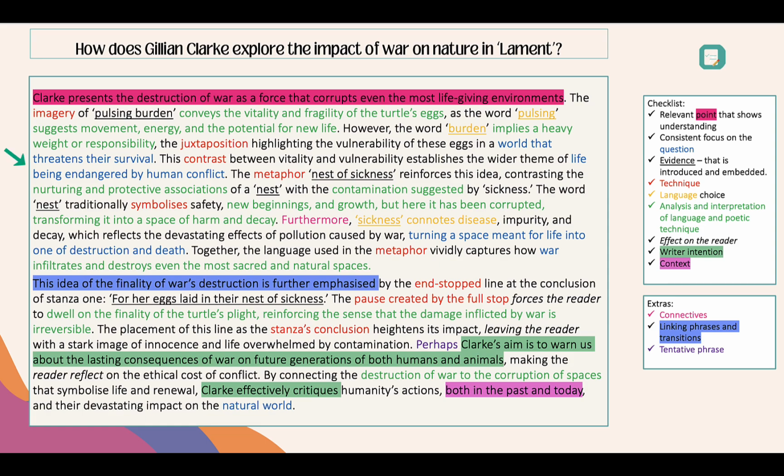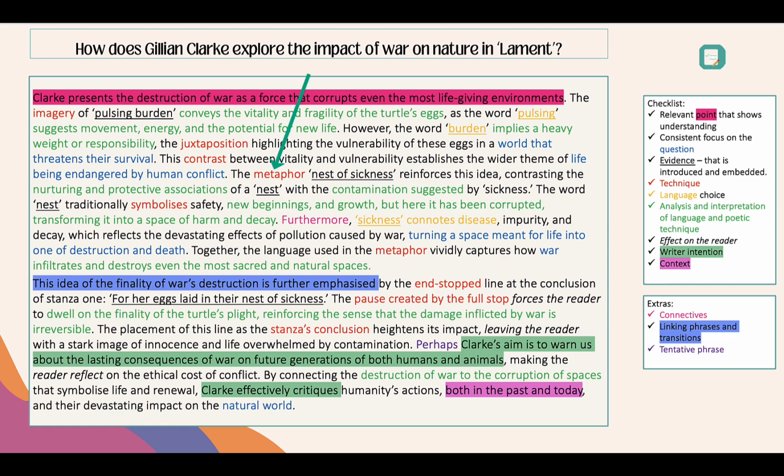So here again we go back to this focus on the question. Now you don't have to merely repeat the wording all the time. Impact of war, that would get really repetitive. But you can repeat it using different phrasing. So you're still relating back to the question, or it's implicit in there, you're just not using the same phrase over and over again. This contrast between vitality and vulnerability establishes the wider theme of life being endangered by human conflict. Again, I am going back to this idea of the impact of war on nature.